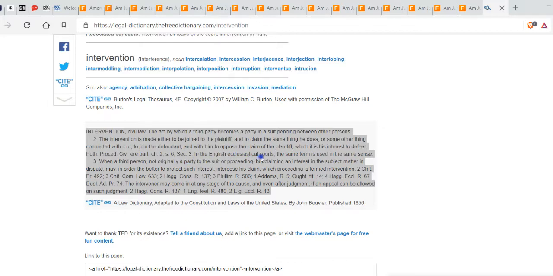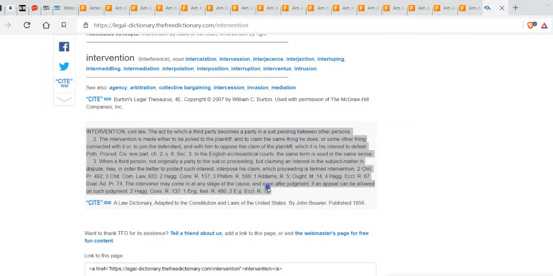In the English ecclesiastical courts, the same term is used in the same sense. When a third person, not originally a party to the suit or proceeding, but claiming an interest in the subject matter in dispute, may, in order the better to protect such interest, interpose his claim, which proceeding is termed intervention, right? That sounds like you again. The intervener may come in at any stage of the cause, and even after judgment, if an appeal can be allowed. So you have to do it before judgment, before you go to appeal, all that stuff.